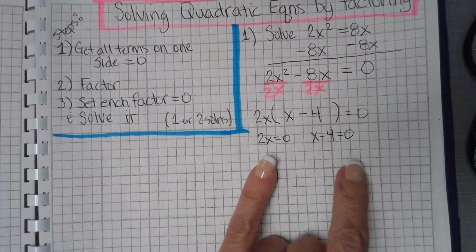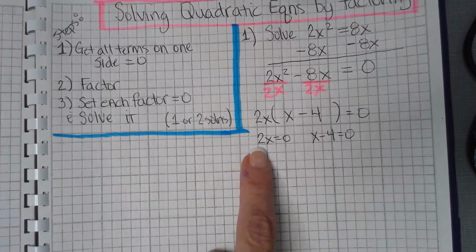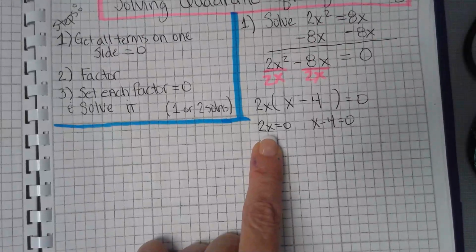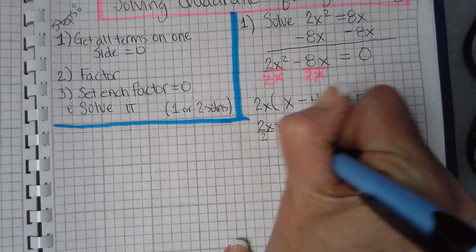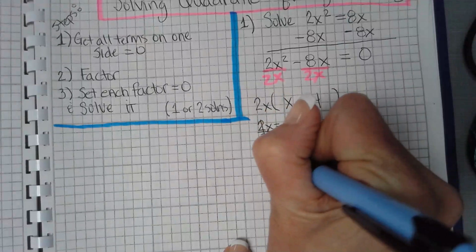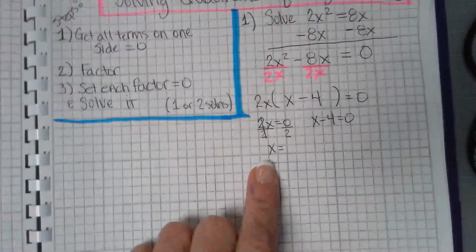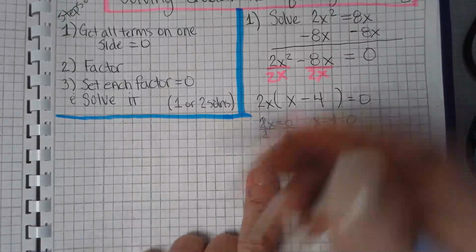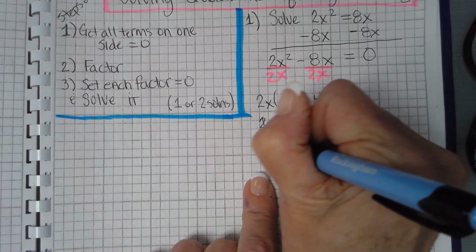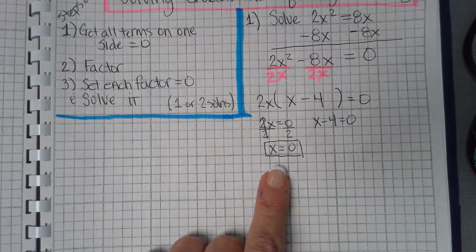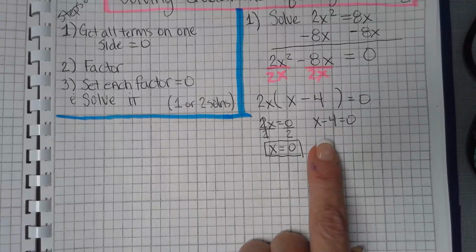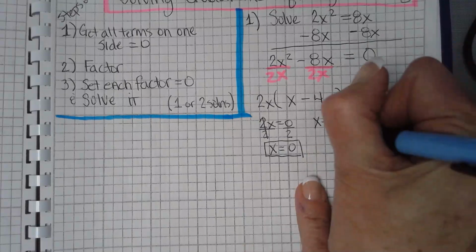Y'all, we're back to one-step equations here. How do I solve for x here? It's a one-step equation. Divide both sides by 2. Okay, so what's one of my answers? 0. One of my answers is 0. And that is an answer, folks. That is an answer. Okay, one step here. What do I do? Add 4 to both sides.